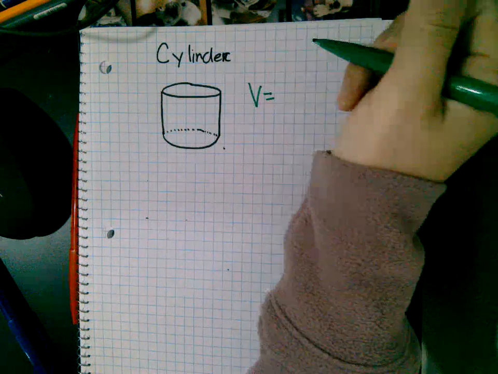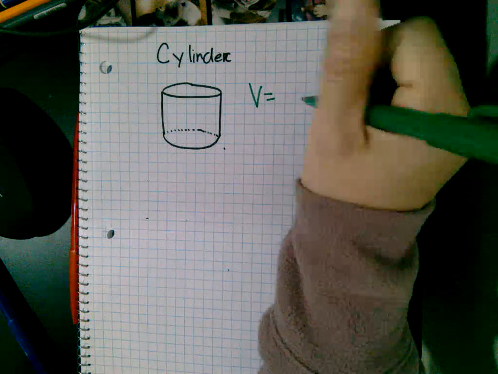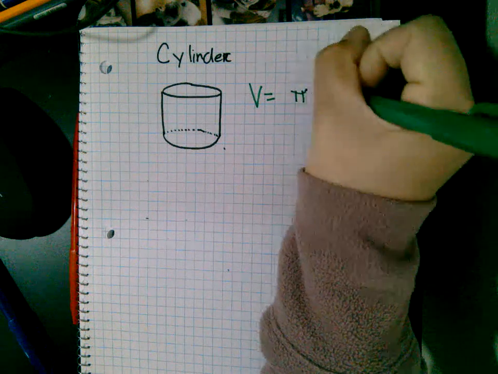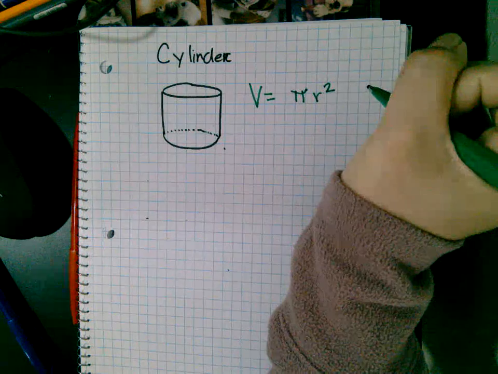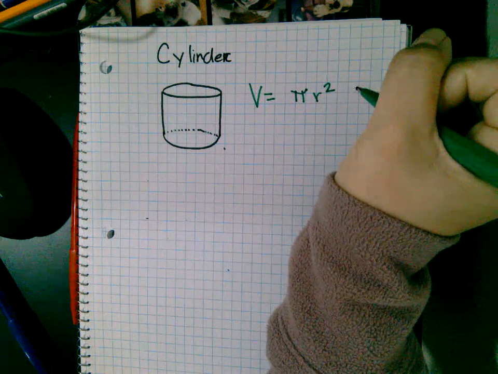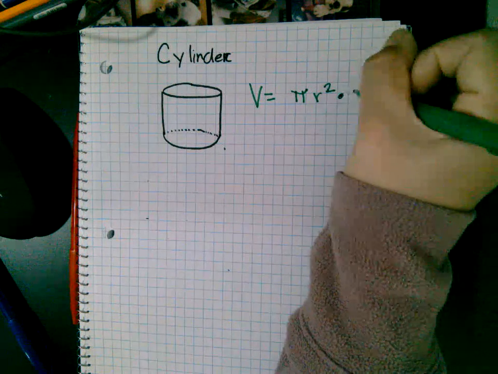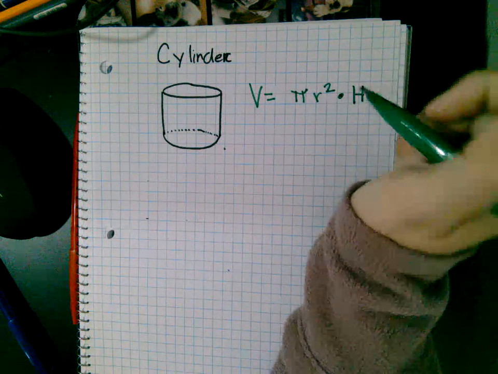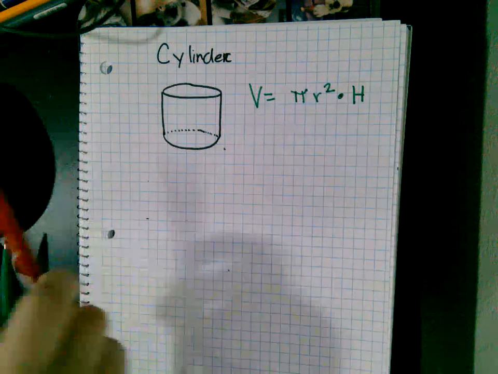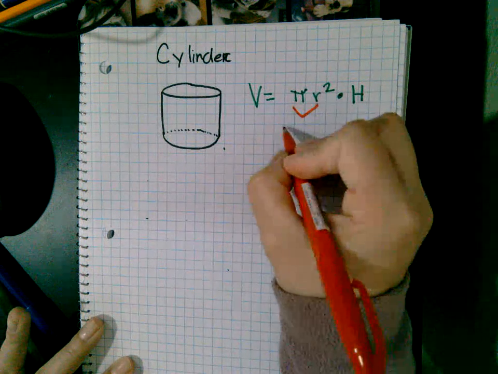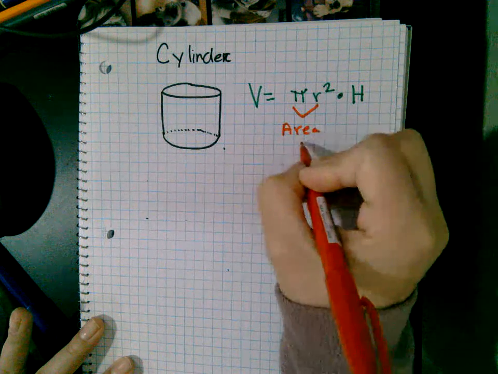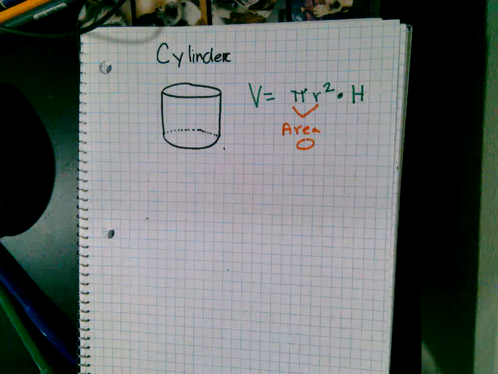So how do you find the area of a circle? Okay, the area of a circle is pi r squared. And all you have to do in order to find volume is do the area of the shape times the big height. That's it. So this part is the area of the circle, which you learned like a couple weeks ago.